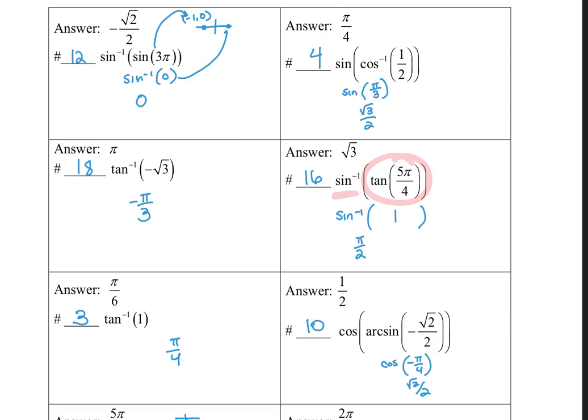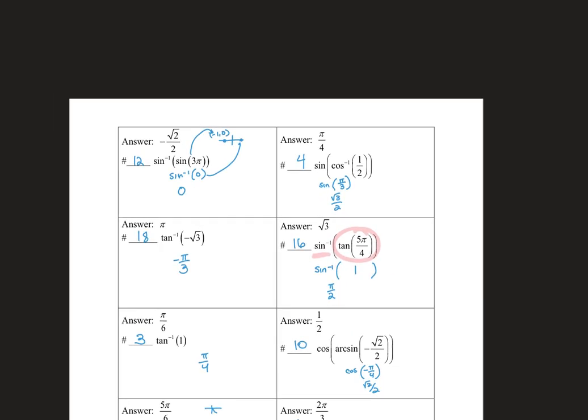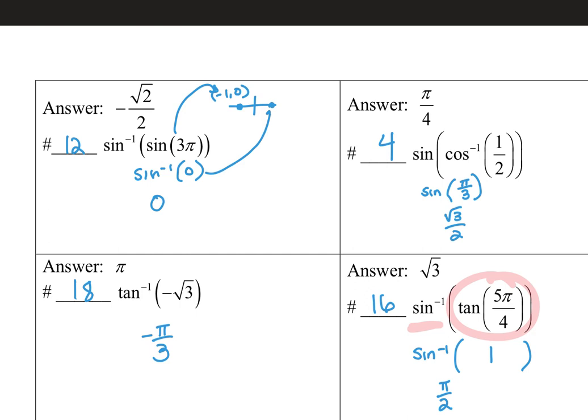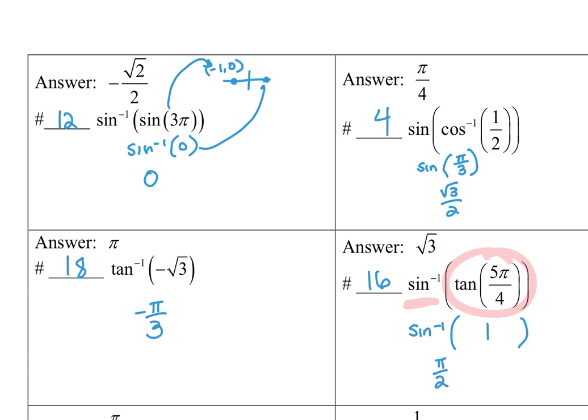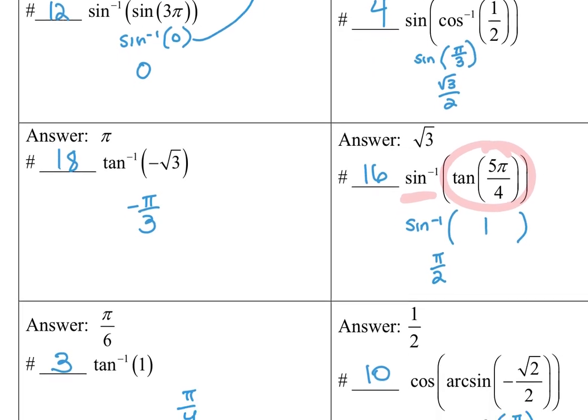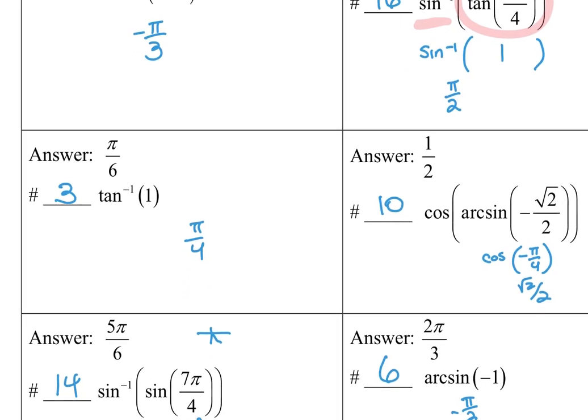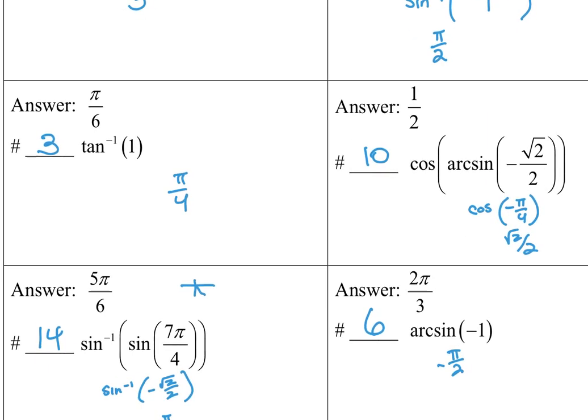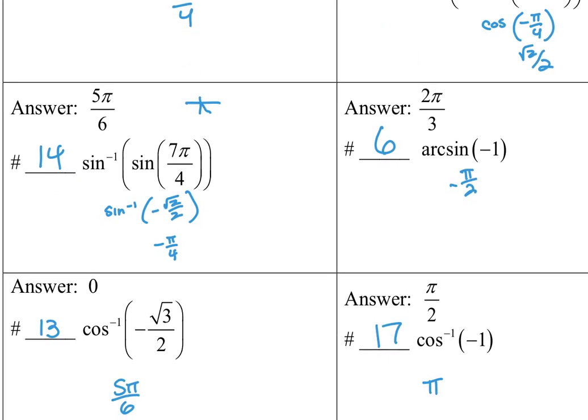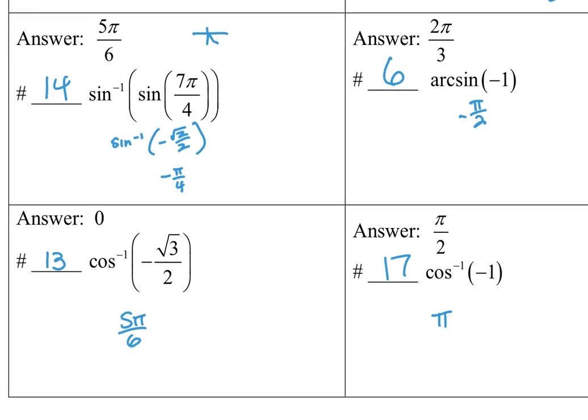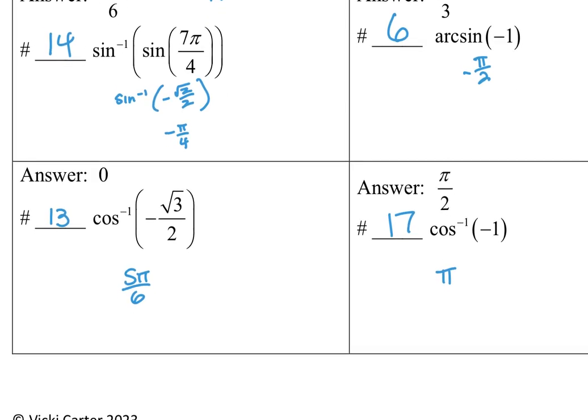Okay, then the second page of your circuit, again top to bottom, left to right: the top one is 0 and root 3 over 2. Then negative pi over 3 and pi over 2. Then pi over 4 and root 2 over 2. Then negative pi over 4 and negative pi over 2. And then 5 pi over 6 and pi.